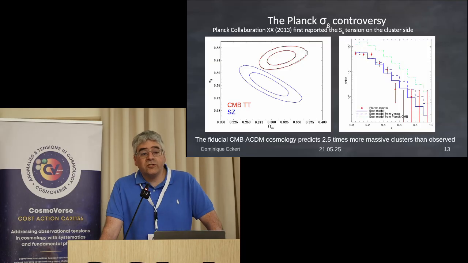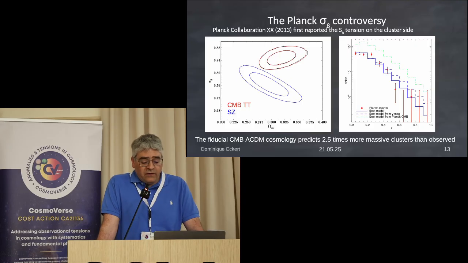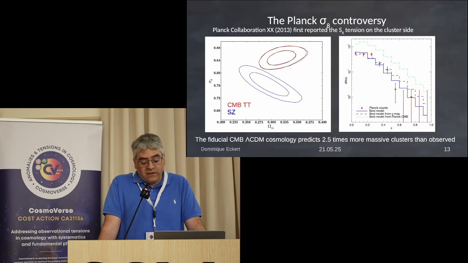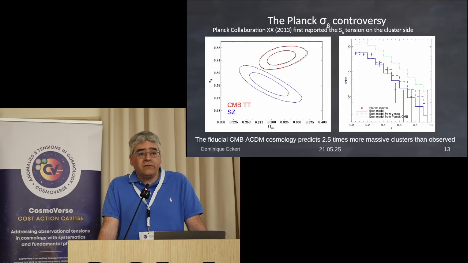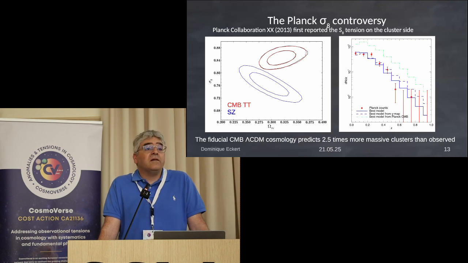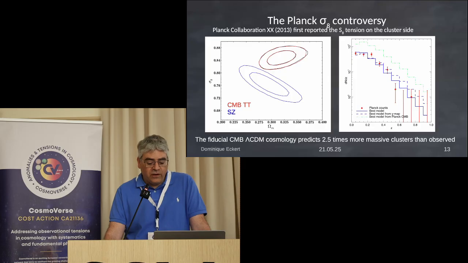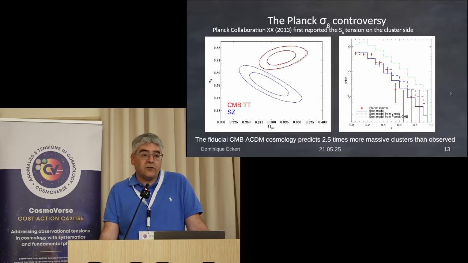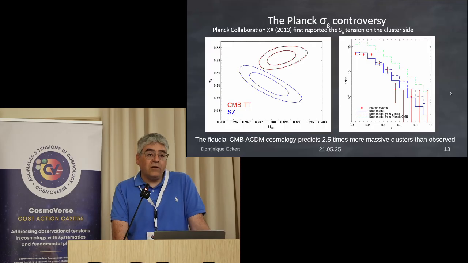And this is better shown in this plot here, which is just the number density of detected clusters. The red points are the number density of the detected clusters as a function of redshift. And the green curve is what you would expect to find if the CMB cosmology was perfect. While what you would like to fit for the clusters is rather the blue curve here. So there is a discrepancy on the order of 2.5 times, so there should be 2.5 times more massive clusters in the local universe compared to what Planck has detected using the SZ effect.